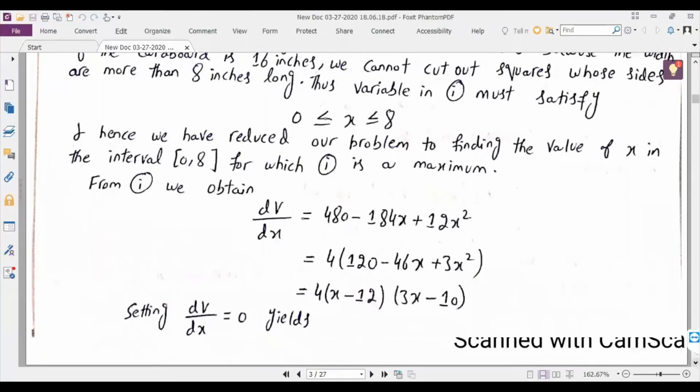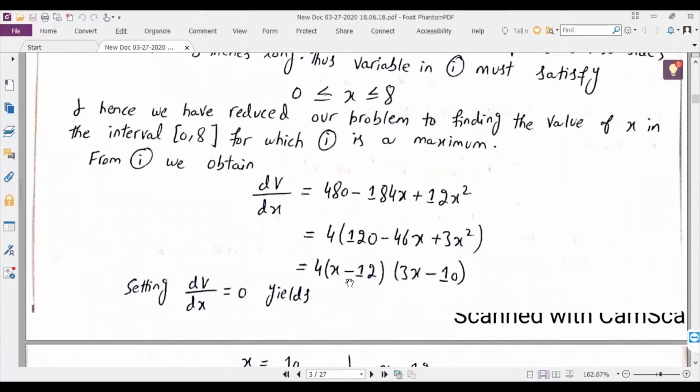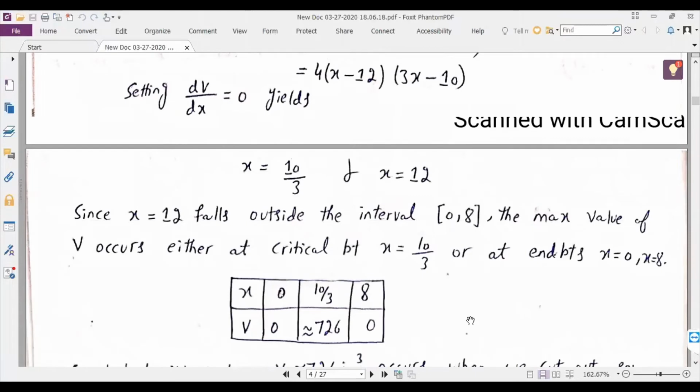Now from equation 1 we'll find the critical point. Take the derivative of equation 1 and set it equal to 0. We get two values of x: x = 10/3 and x = 12. Now check which of the values is part of this closed interval. Yes, 10/3 is part of this interval while 12 falls outside the interval, so we won't take 12.